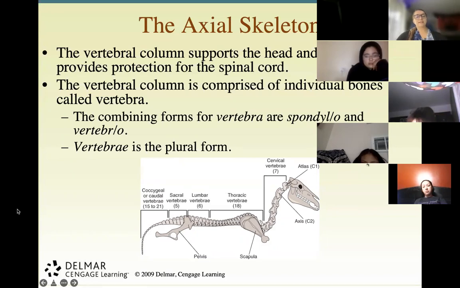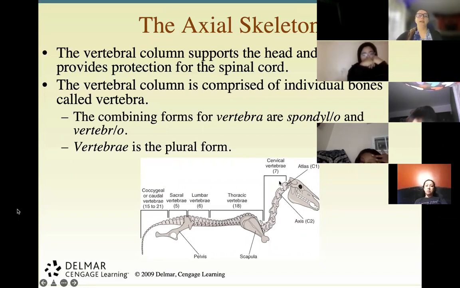Now with that axial skeleton, again, we were talking about the vertebra because it's going to be protecting the spinal cord. So we have that going all the way from the head down the body and even through the tail if the patient has a tail. So it's comprised of individual bones called vertebra. Each one of these bones is considered a vertebra, but together they are vertebrae. So vertebra, singular, vertebrae is plural.